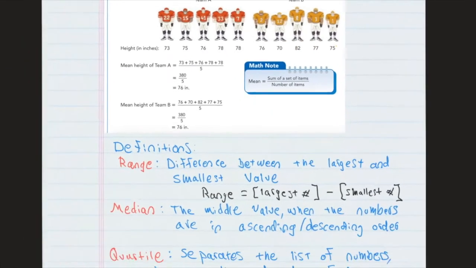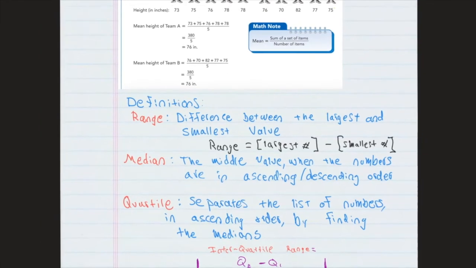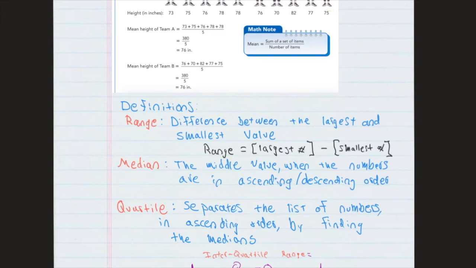All right, now let's scroll down a little bit and talk about these definitions. The range is the difference between the largest number and the smallest number. If you look back at the example from above, I'm just talking about Team B. The largest number there is 82, the tallest player. The smallest player is 70. So the range of the height of the players in Team B is 82 minus 70, which is 12.